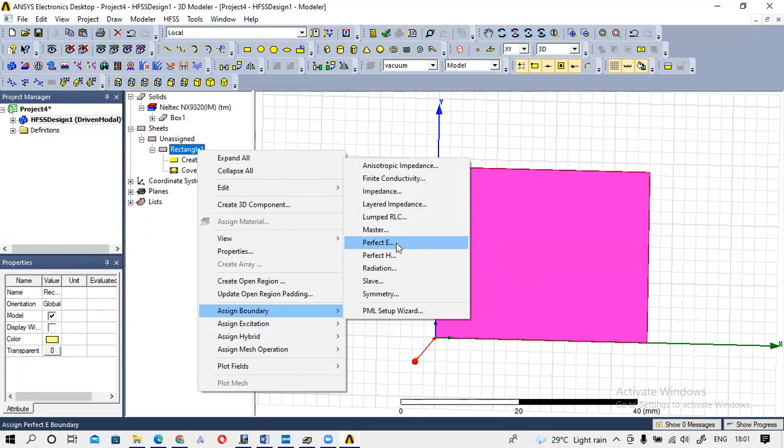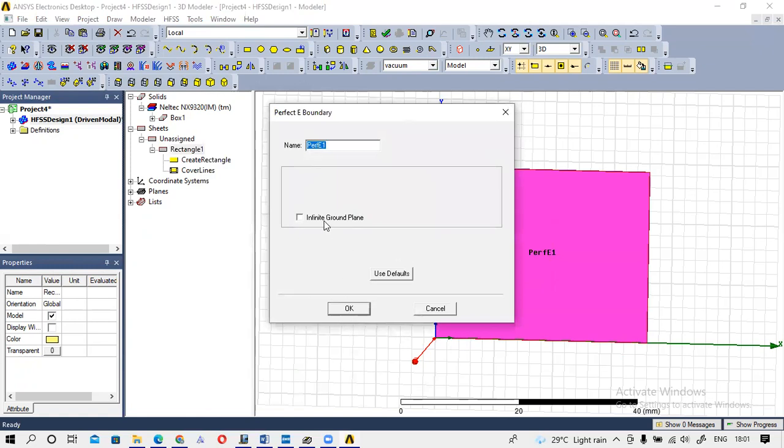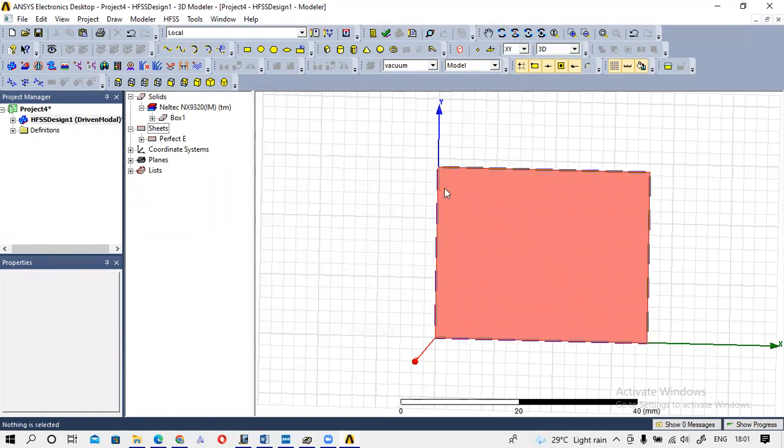So I can assign this rectangle shape, this 2D shape, as Perfect E. It is also an infinite ground plane, no, it is a ground plane. So I choose like this. Now I have assigned the boundary as a perfect electric conductor. The copper is also a perfect electric conductor, so it will act as a copper plate.